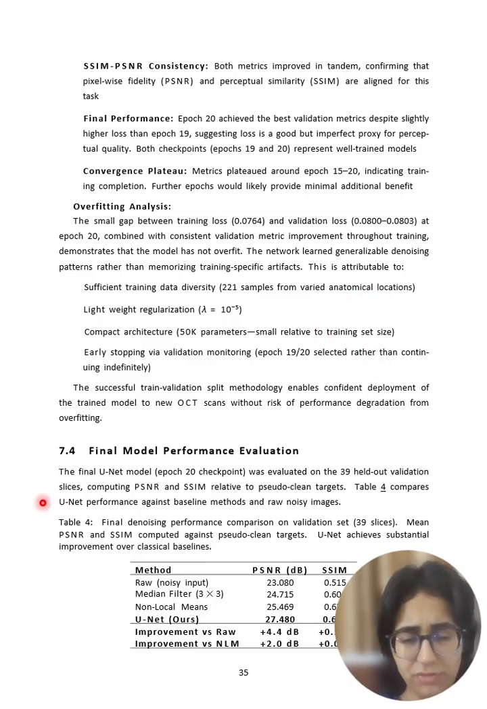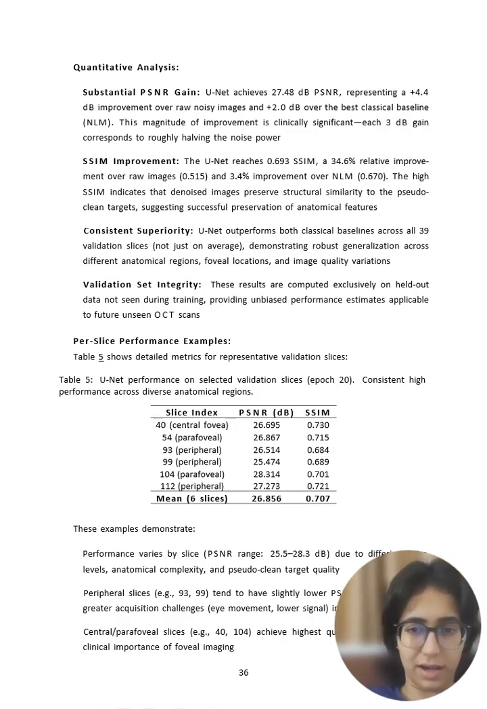So the final model performance evaluation is as follows. This was the raw noise input. We have compared it with the median filter denoising method, the NLM method, and the UNet, that is a supervised learning technique that we are using. Then we are going to look at the improvement versus raw and improvement versus NLM. So there is improvement in both the PSNR and SSIM with respect to the raw and also with respect to the NLM. The one point to mention in this slide would be that the results are computed exclusively on data that was not seen during training, and it provides an unbiased performance estimation that is applicable to future unseen OCT scans as well.